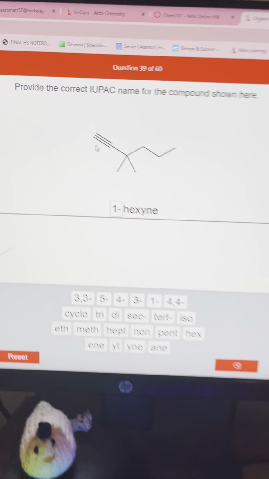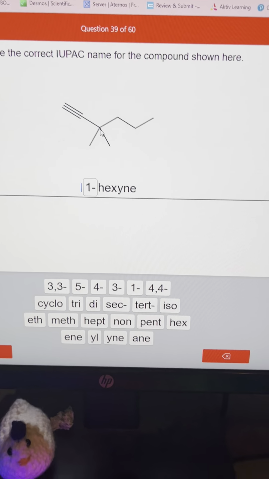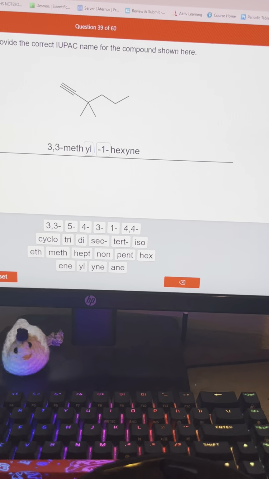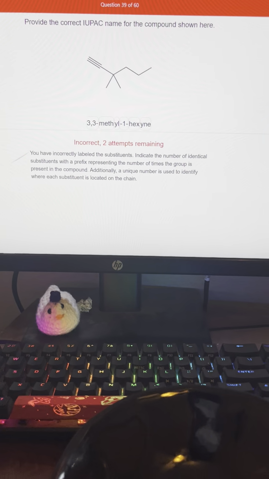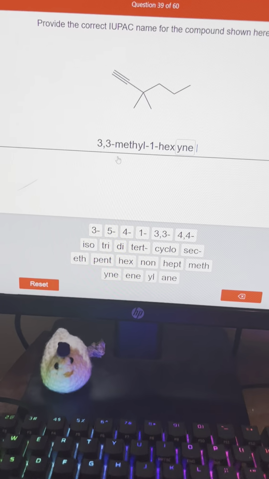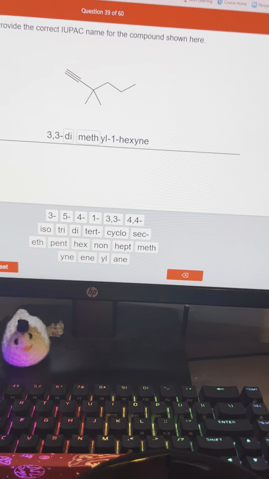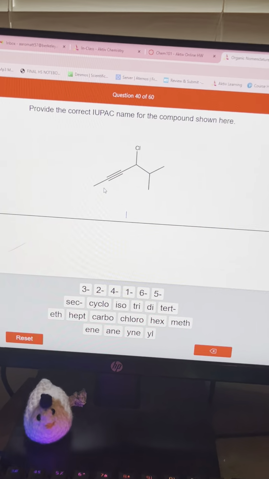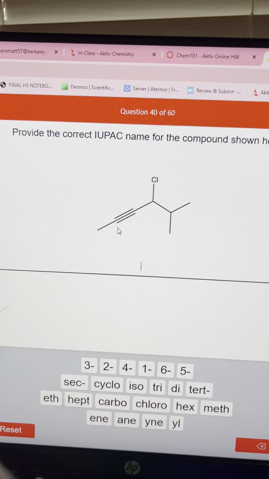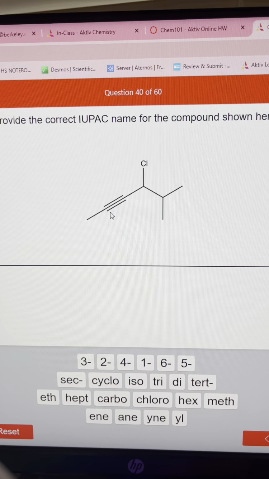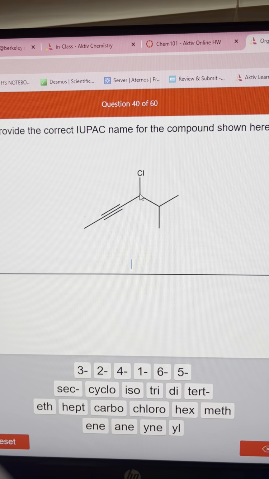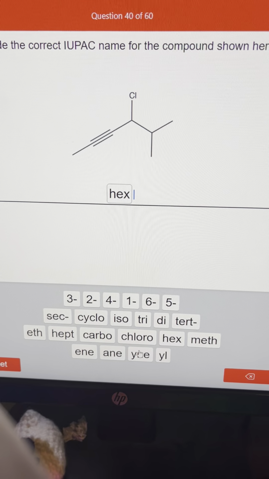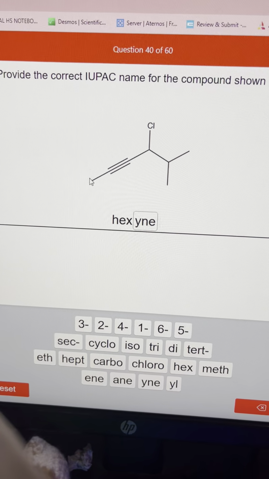And then remember before it, so we have 1, 2, 3. So we have 2 methyls here at 3. So 3, 3 methyl, like that. Oh, I forgot. Dimethyl. Like that. Okay. Again, we're starting closest to the double bond, or the triple bond. So we have 1, 2, 3, 4, 5, 6. So 6, we have hexyne, because the triple bond tells us where the triple bond is. It's at 1, 2.